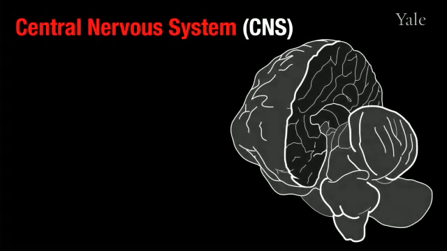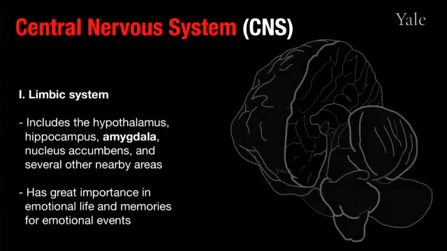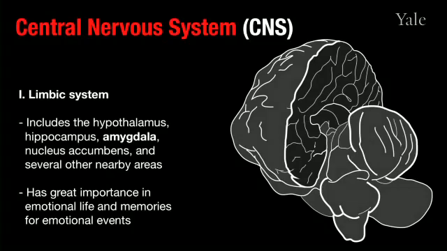What about the central nervous system, or the brain? There are three major divisions of the brain that are thought to be included in emotion. The first is the limbic system, which includes the hypothalamus, amygdala, nucleus accumbens, and several other nearby areas, and has great importance in emotional life and memories for emotional events, as you can see here.